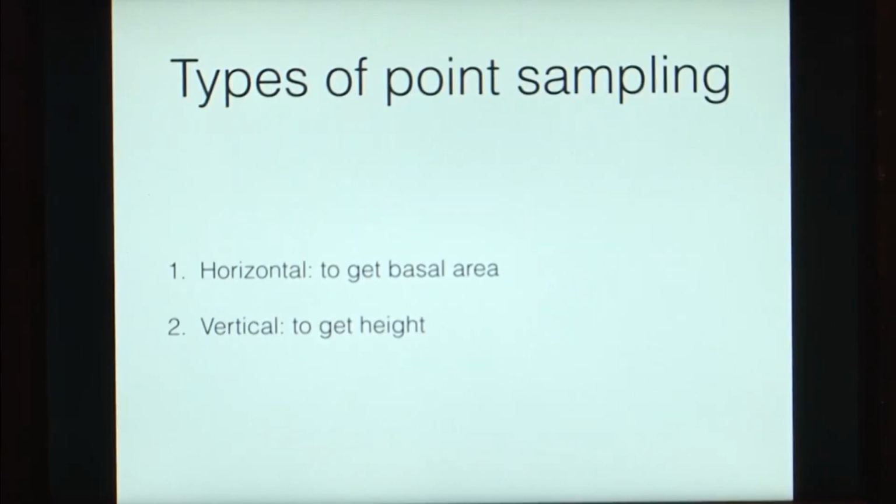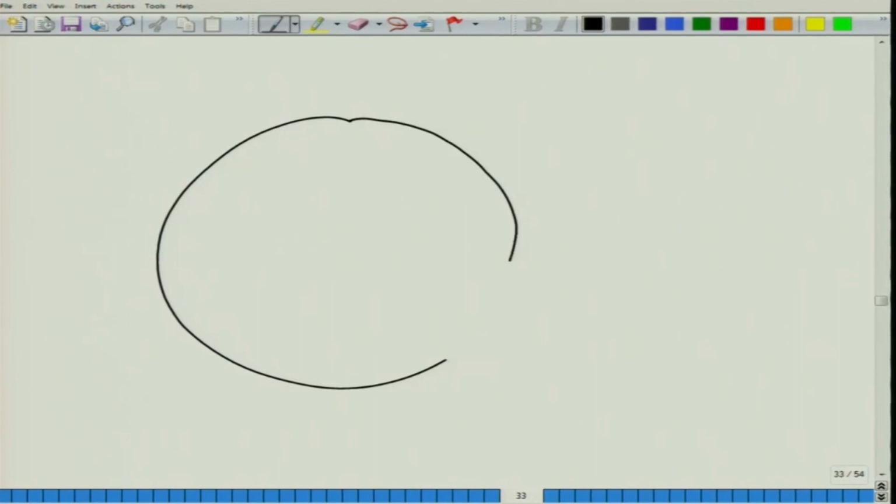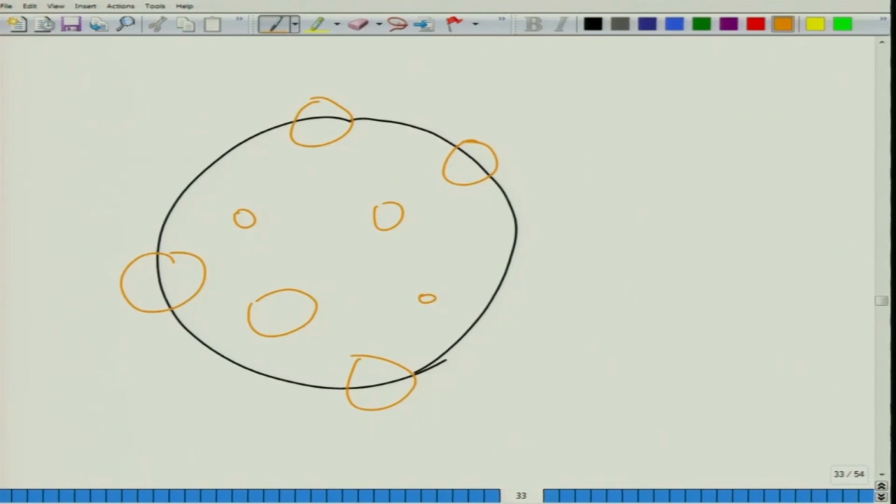Now, there are two types of point sampling. We have a horizontal point sampling, in which we take our measurements at a horizontal plane. So, for instance, if we fix our horizontal plane, in that case we will be seeing the cross sections of various trees of different sizes. So, when we do a horizontal point sampling, we get the basal area of the stand.